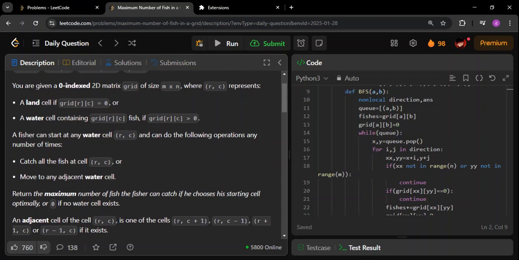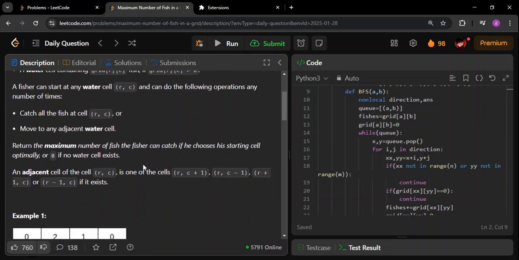See here, catch all the fish at the current cell, or move to any adjacent water cell. Okay, there are only two things that you can do. If a fisher can start at any water cell and do the following operations, either it can catch all the fish that are there, or it can move to an adjacent water cell. Remember, it can move only to an adjacent water cell. The idea here is the fisher cannot go to a land cell. It has to start in a water cell only, otherwise it cannot start. And if it is in a water cell, it can only go to an adjacent water cell, it cannot go to a land cell. Okay, these are the constraints.